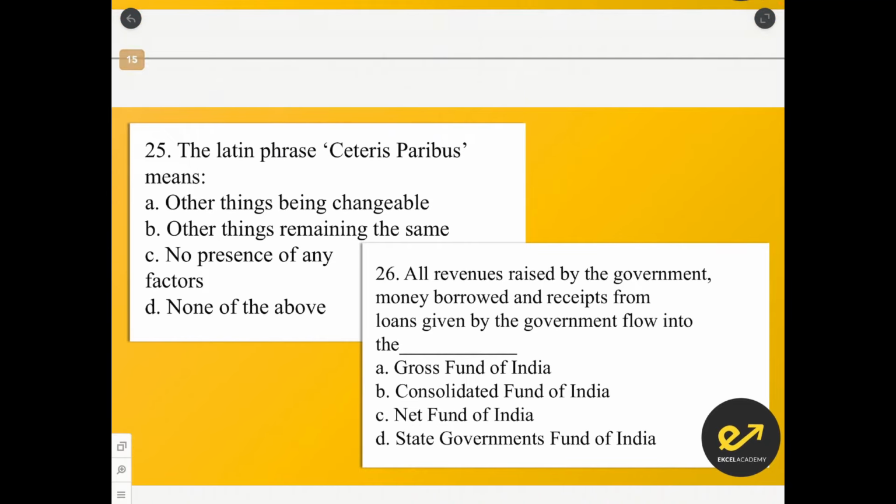The Latin phrase ceteris paribus means other things remaining the same. So option B is the answer. This comes in the first chapter in the microeconomics part.